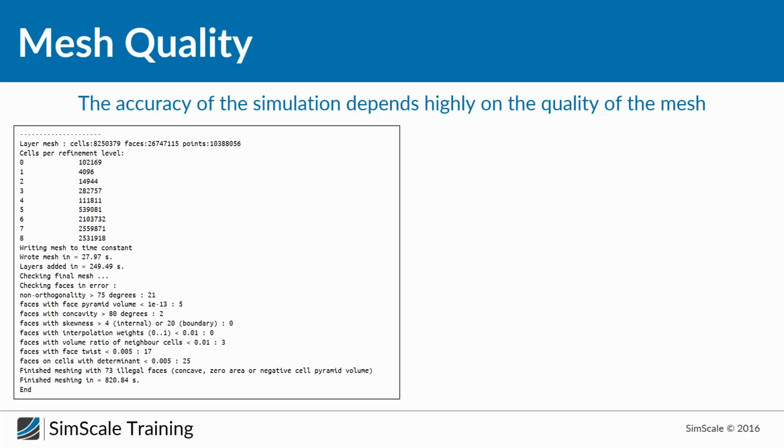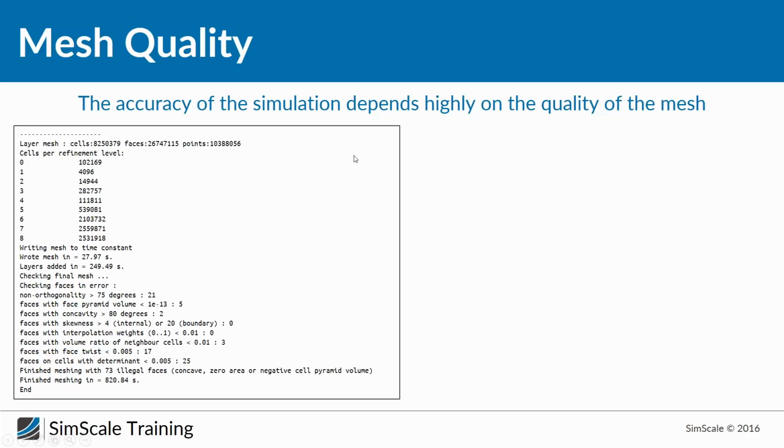And since the control volumes of the mesh depend on each other, there are certain limits regarding the structure of the overall mesh as well as the distribution of the cells. Basically, if you take a look at the SimScale platform in the mesh operation, you will find an item in the project tree called mesh log. There you will find the log file output of the meshing algorithm.